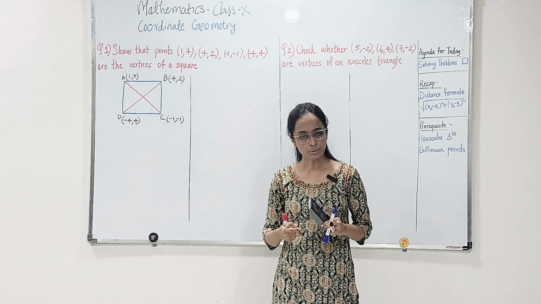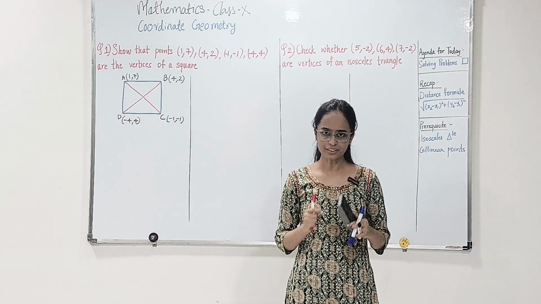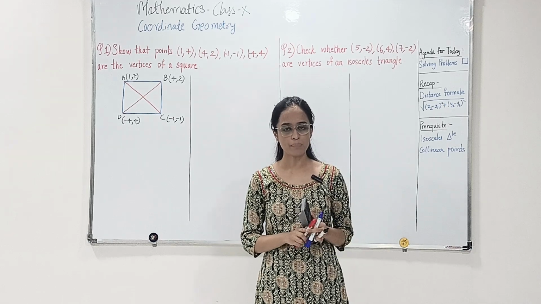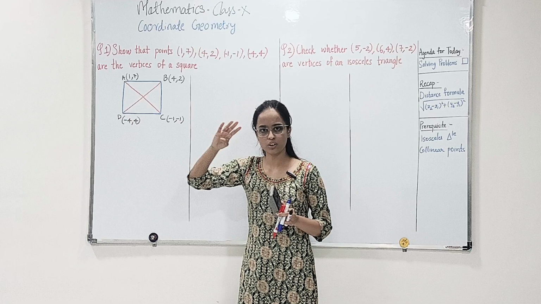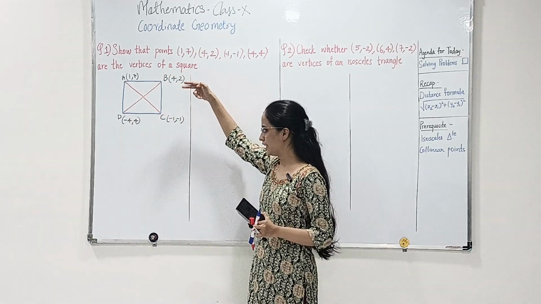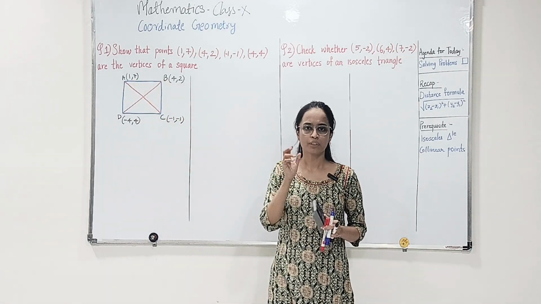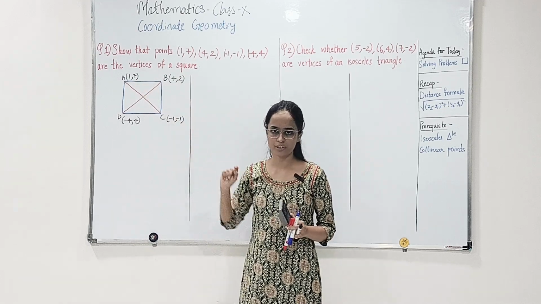Now, in order to show that these 4 vertices form a square, we are going to use the distance formula. How are we going to use the distance formula? Since we know that this figure has 4 sides and 2 diagonals, AB, BC, CD and DA are the 4 sides. So I would calculate the length of each side of this figure.